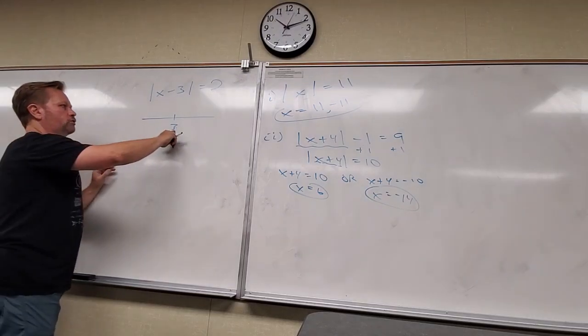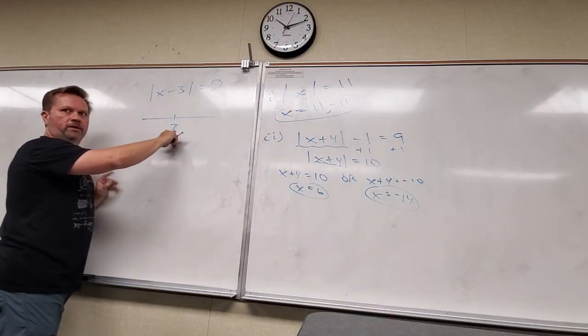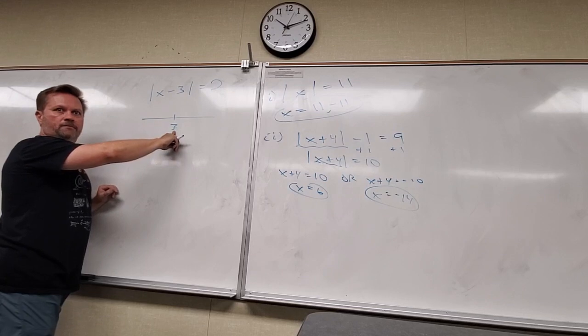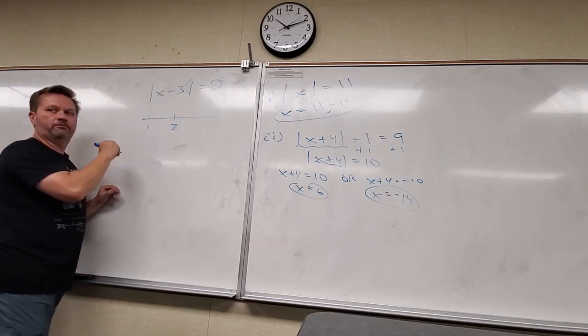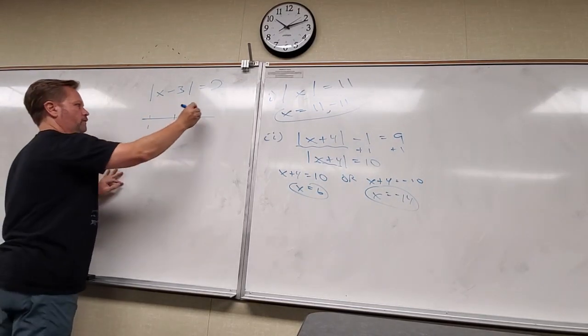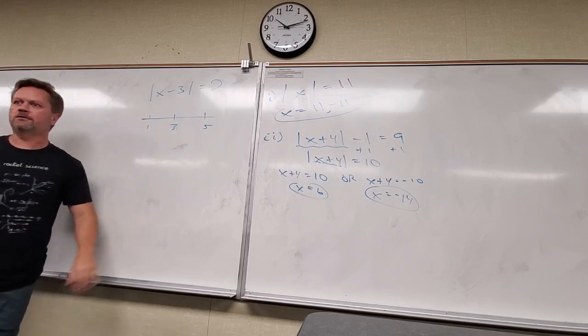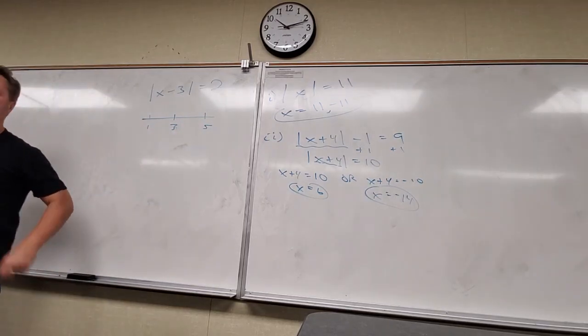So what number is 2 away from 3? Give me one number that's 2 away from 3. 1. 1 is 2 away from 3, correct? What else? 5. So how many answers did we get to a number that is 2 away from 3? We got 2 answers, didn't we?